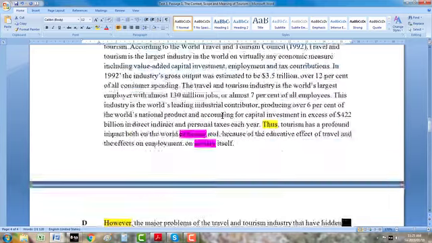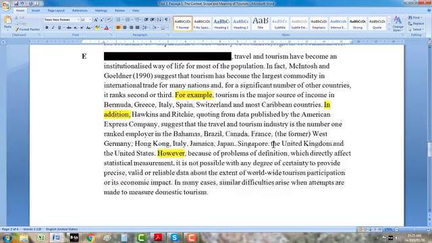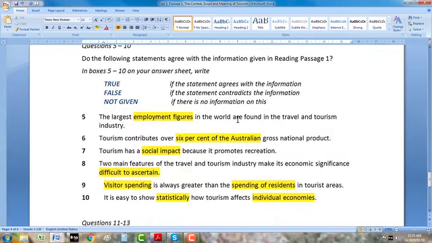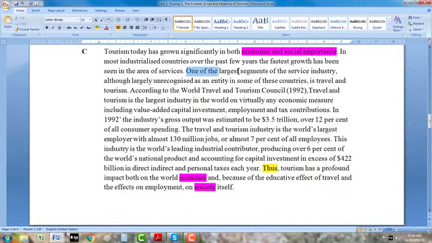Employment figures. Let's find that, because I know figures means numbers. And this is the numbers paragraph. So let's see about employment figures. "The largest employment figures in the world are found in travel and tourism industry." What's your target language? "The largest in the world" is the target language. Are the employment figures in the travel and tourism industry the largest in the world or not the largest in the world? "One of the largest segments of the service industry" is travel and tourism, so it's not that. "According to these, tourism is the largest industry in the world on any measure, including employment."